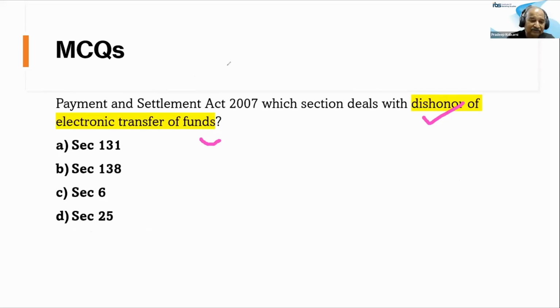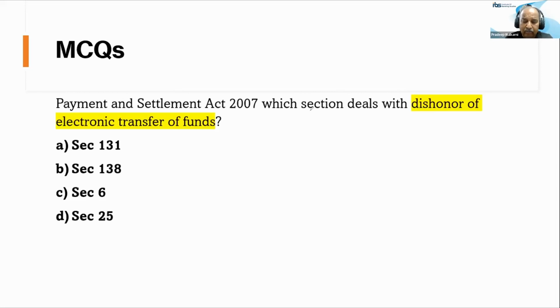Dishonorment of transfer of funds. Okay, some of you might have ticked section 138. Section 138 of the Negotiable Instruments Act deals with negotiable instruments. Negotiable instruments have nothing to do with the Payment and Settlement Act.